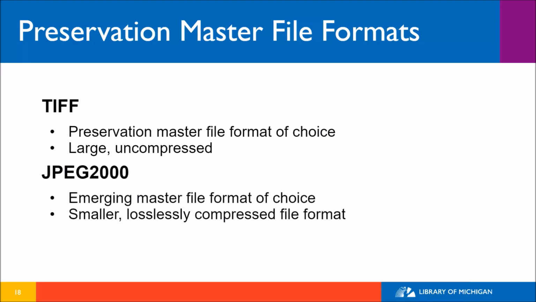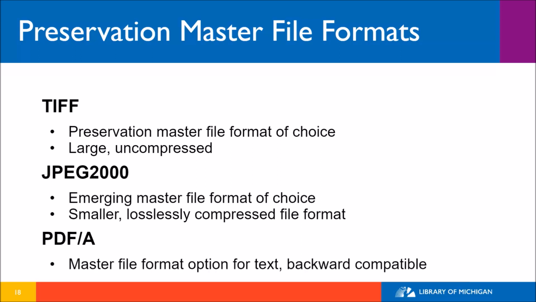A good alternative and an emerging master file format of choice is JPEG 2000. JPEG 2000 is a losslessly compressed file format, which is 95% smaller than its corresponding TIFF file. It is gaining adoption, and not only is it being used by the Library of Congress, but as more and more organizations have an eye towards sustainability, they are looking for ways to reduce not only the cost of digitization on their budgets, but also their environment.